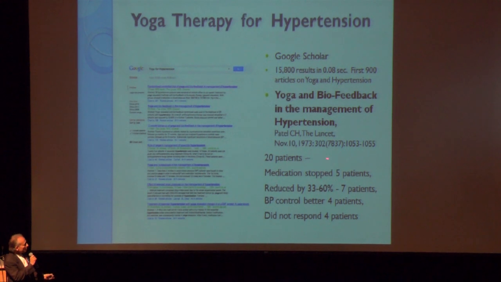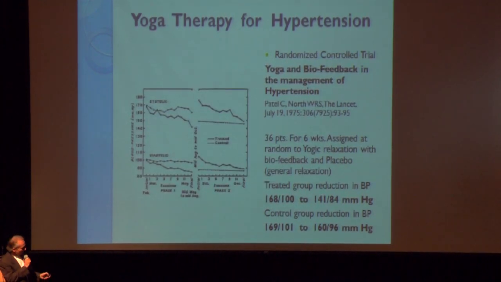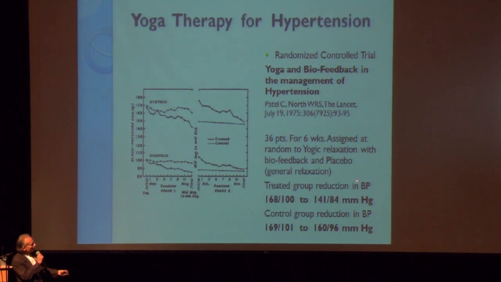There were 20 patients; the medication was stopped in 5 patients, reduced in 7 patients, and 4 patients did not have any response. They were so fascinated that they went ahead and did a randomized controlled trial, published in 1975. That's what I'm saying. When I talk to physicians, I ask, what more evidence do you need? This is probably before many of the physicians practicing medicine were born. You can see there were 36 patients randomized for 6 weeks; in the treated group, blood pressure dropped from 168 to 141, and the control group had a different number.